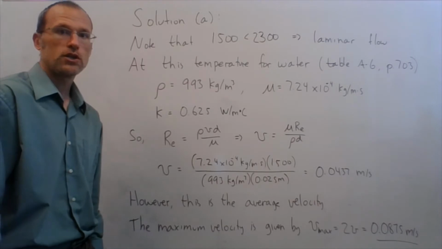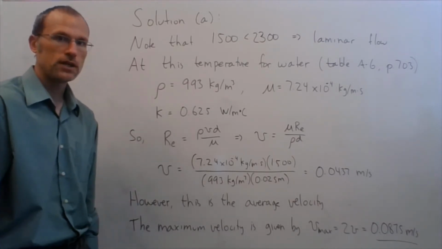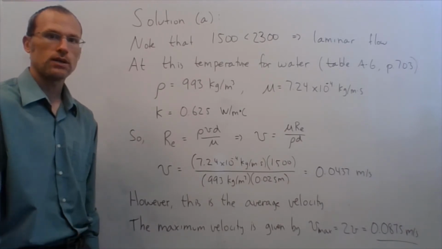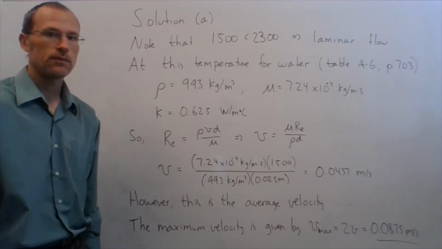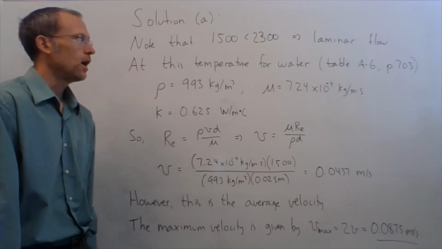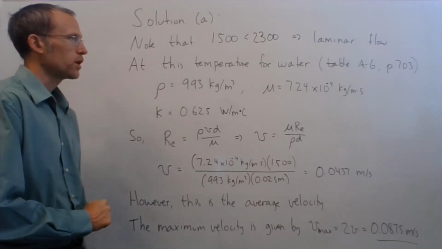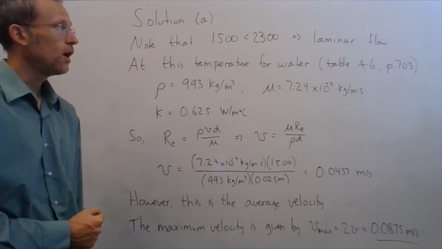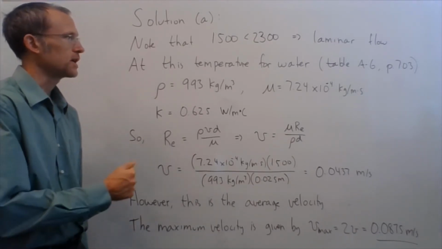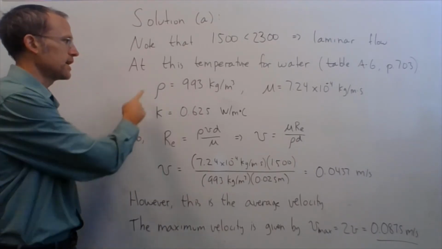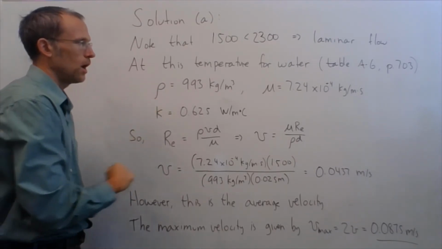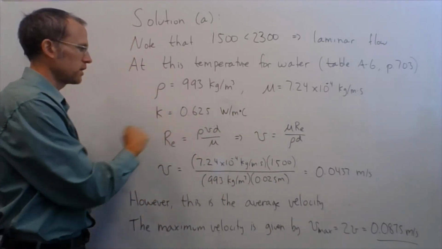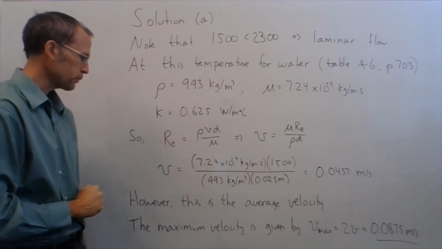So for part A, the first thing to notice is that I have a Reynolds number of 1500 in my problem. That's less than 2300, which is the transition point between laminar and turbulent flow. So this is definitely laminar flow through this pipe. Next thing I want to do is find the properties of water at the bulk temperature of 35 degrees Celsius. So from table A6, page 703, I find the density of 993, viscosity of 7.24 times 10 to the negative fourth, and a thermal conductivity of 0.625.